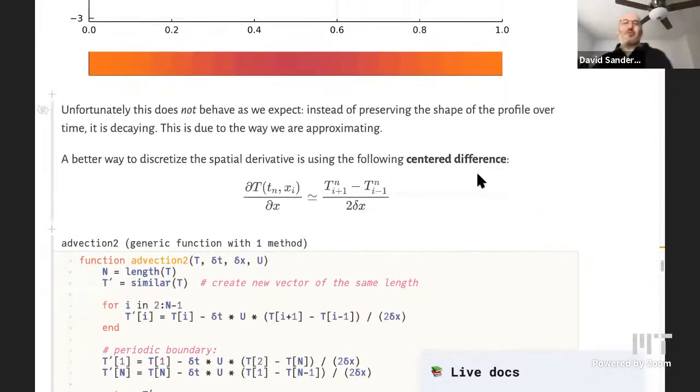So one possible fix is to take a different approximation of the first derivative with respect to space. So here, instead of using t i and t i minus 1, we're using a so-called centered difference, where you take t i plus 1 minus t i minus 1, and you have to divide by 2 instead.